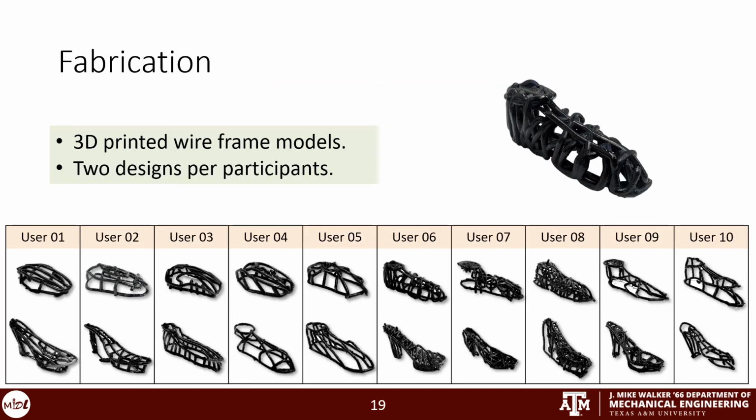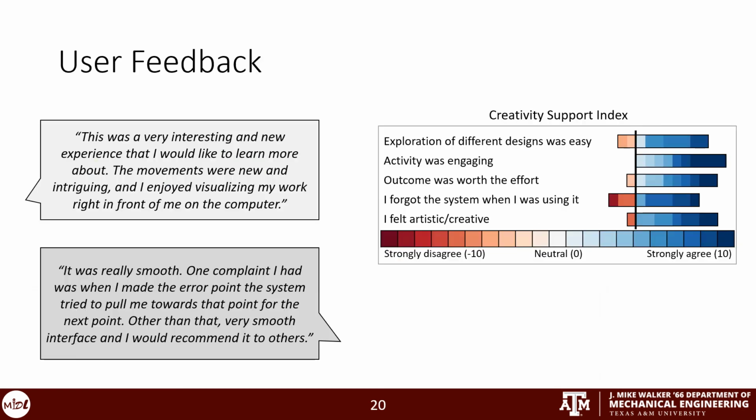We also 3D printed the wireframe models by randomly choosing 2 designs per participant. We used an FDM printer and each print took around 45 to 60 minutes to print with supports. The overall feedback we received from the participants was quite positive. They felt that the design activity was engaging and made them feel creative. They also felt that their final designs were worth their effort.